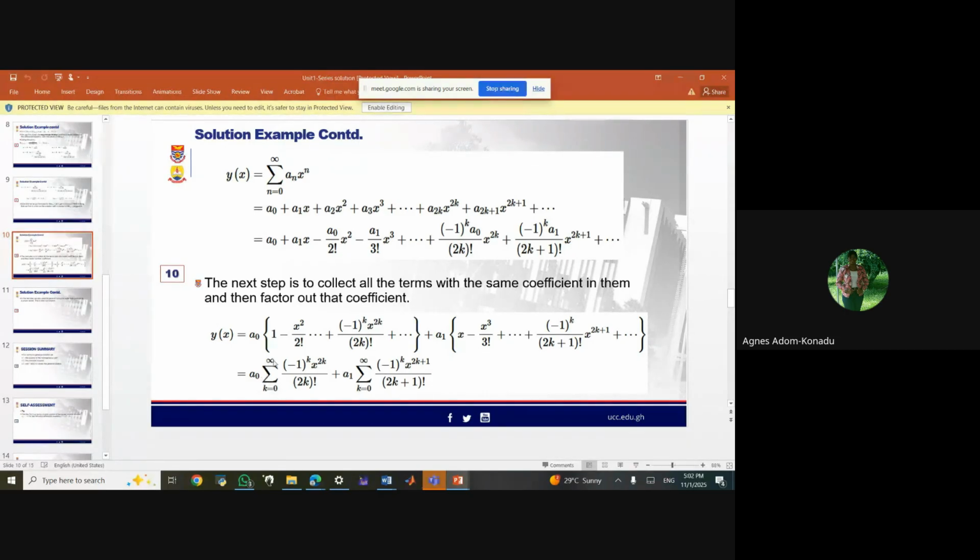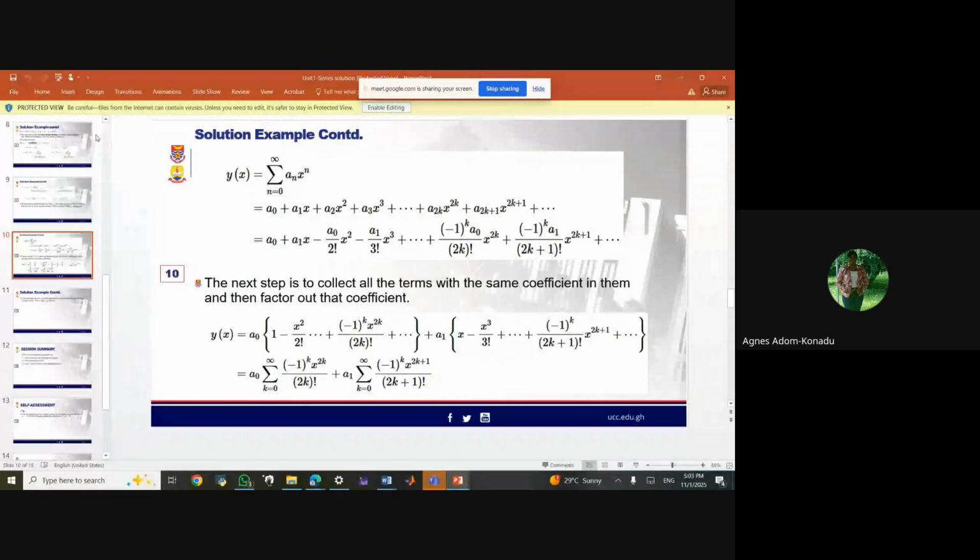Then when I want to write this in summation form, the whole of this is a naught summing from k equal to 0 to infinity. This whole thing can be written as, I'll write the expression for the even one, minus 1 to the power k x to the power 2k over 2k factorial. This is for the even one, plus the odd one is a1 summing from k equal to 0 to infinity, minus 1 to the power k x to the power 2k plus 1 over 2k plus 1 factorial. This is for that. And this is y is equal to this.